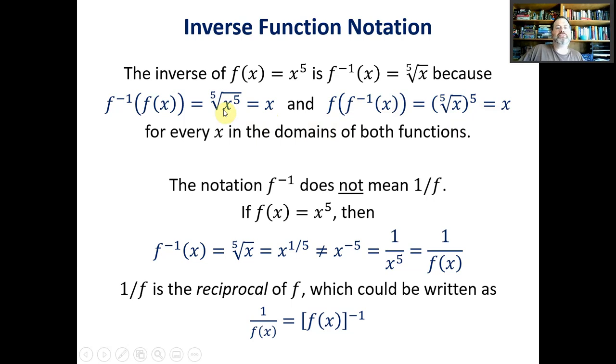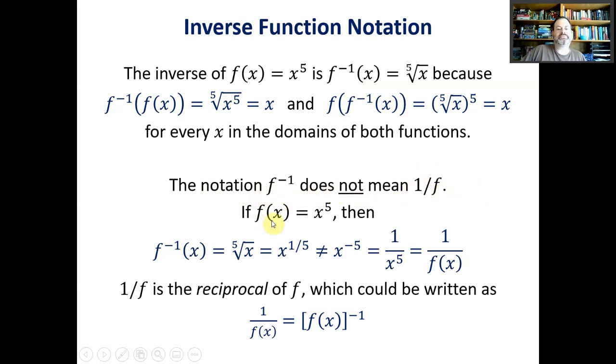So the fifth root of x to the fifth is always x. The fifth root of x, and then that whole thing to the power of 5, is also x. Okay, so when we write this inverse, it doesn't mean reciprocal, right? So it does not mean 1 over f.